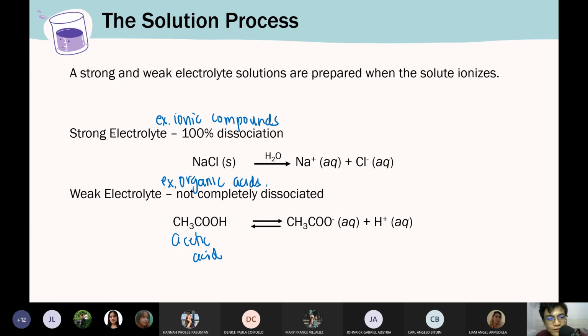So, also, if you check, for strong electrolytes, the arrow is full. It is pointing to the right, no? Full yung arrow natin, pointing to the right. But if it is a weak electrolyte, may dalawang direction yung arrow. And this is called the equilibrium arrow. Okay, that's called the equilibrium arrow.